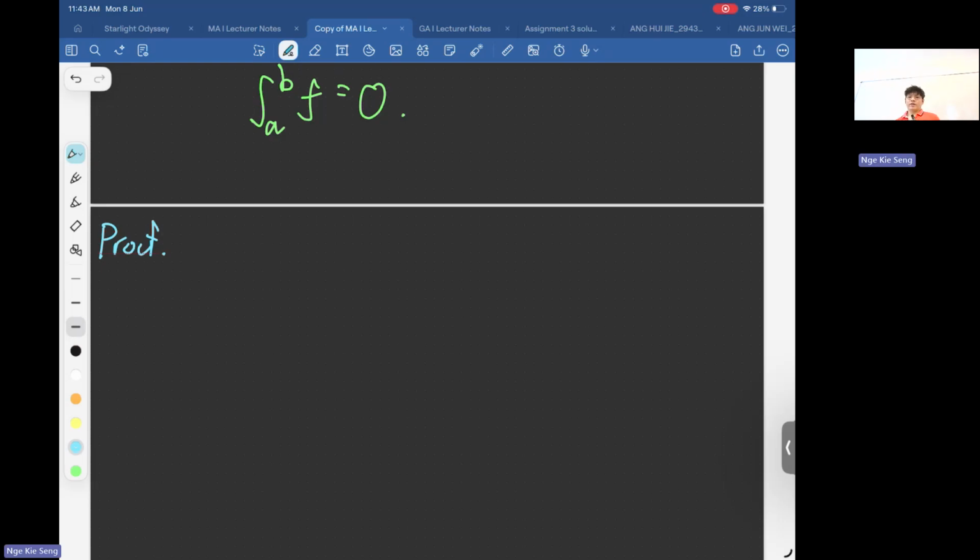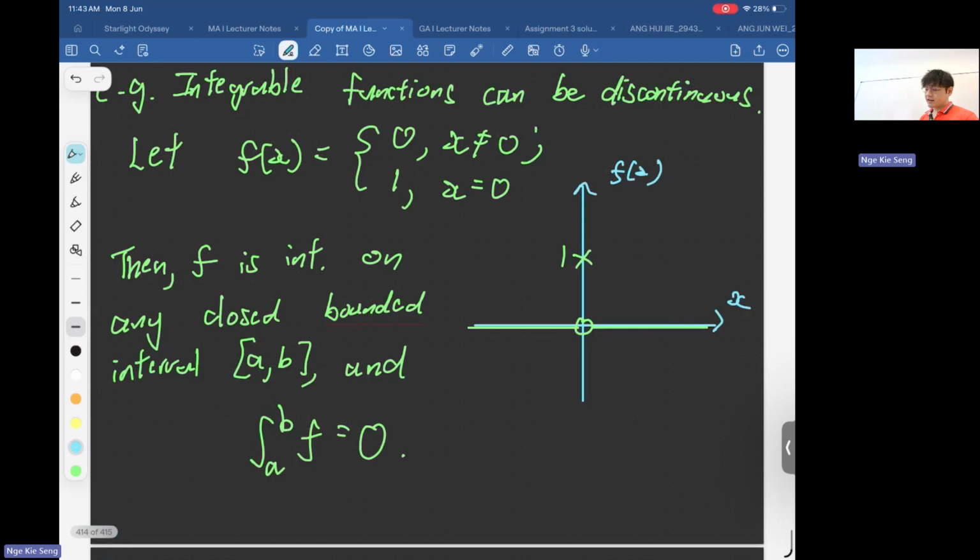Okay. Well, so what should we do here? If you notice, this closed bounded interval, I didn't specify where. If it is anywhere that doesn't contain the point 0, it's very obvious that the integral is 0, because the sup and inf are just 0. But the problematic integral is somewhere around here. This is the problematic part because the sup and inf are not the same.